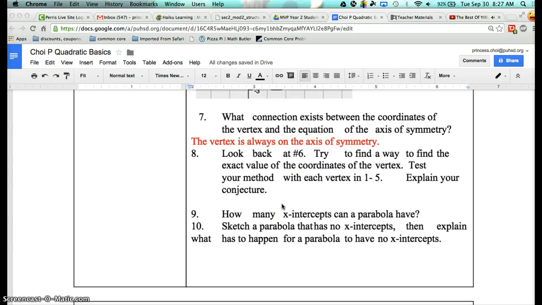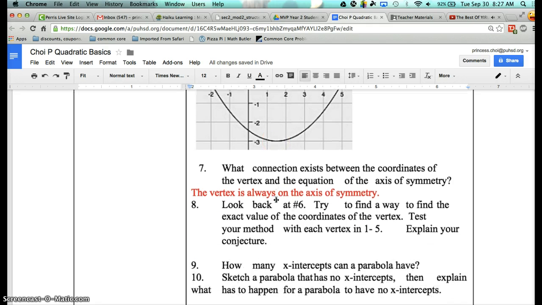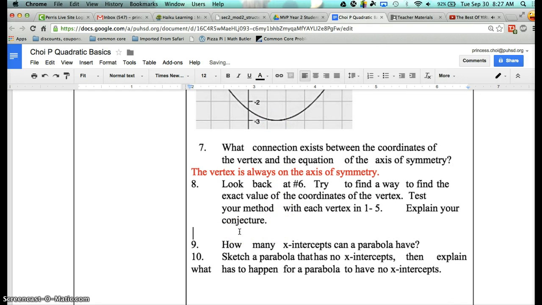Okay, so now let's take a look at question number 8. It says, look back at number 6 and try to find a way to find the exact value of the coordinates of the vertex, right? So let's take a look at this graph over here. I know that my vertex is right smack in between 1 and 2 for my x value, and my y value is -3, okay? So I'm going to put that down. I'm going to change my color because this is my answer. So I know that my answer is 1.5, comma, -3, okay?